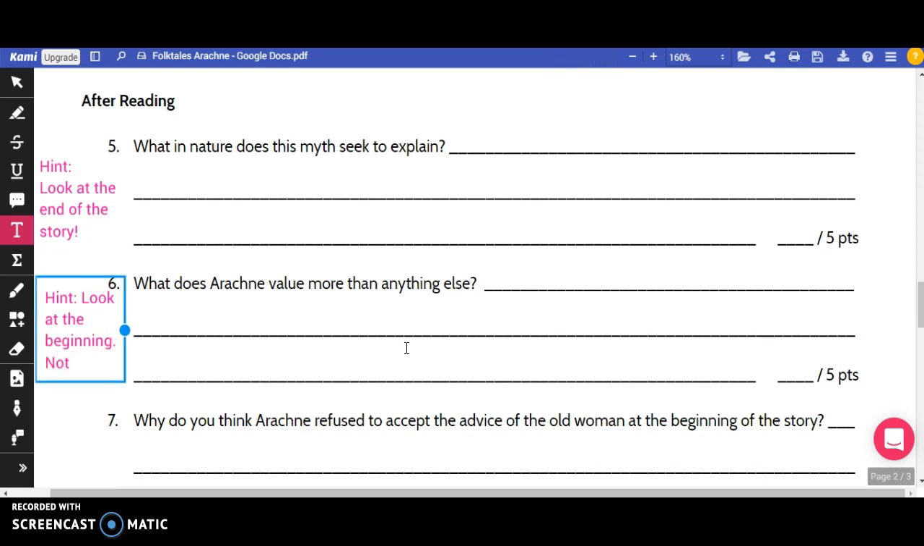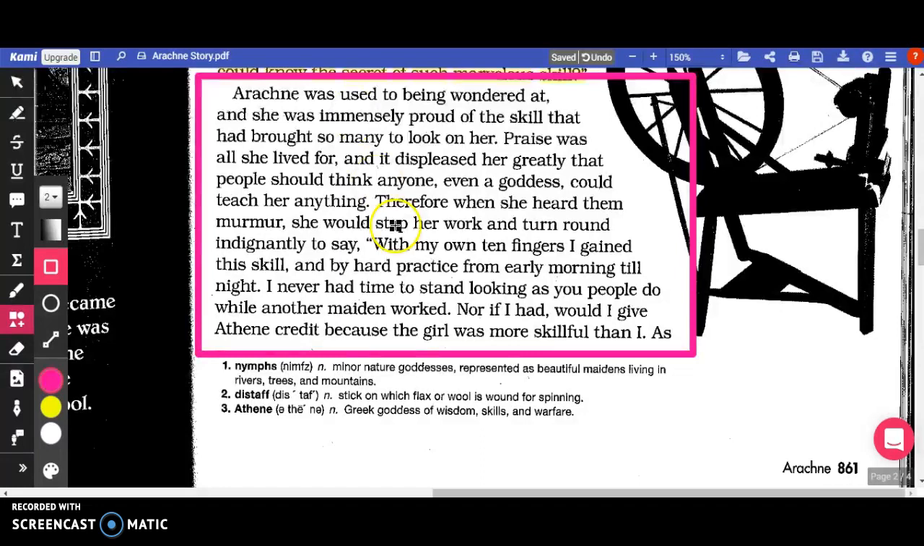This is not tangible. So I think that she values something that is real. It's not something that can be touched. And if you look at the beginning of the story, you will see what it was that she valued most and what she felt was above all things. In fact, you might want to look at the last paragraph on the bottom of page 861.